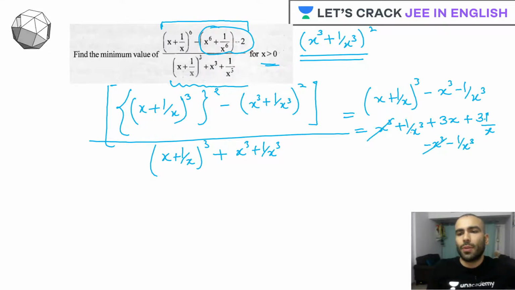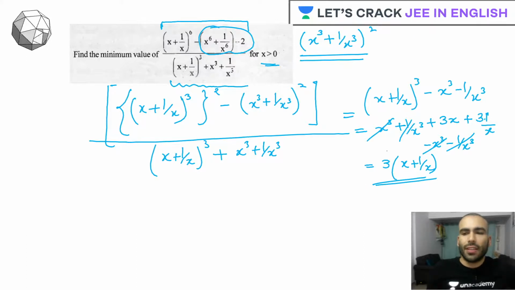So this will cancel out with this. This will cancel out with this. So finally, what do we have? We have only this: 3 times (x plus 1 upon x). Correct, guys? So now this is the final expression. We have to find the minimum value of this. And it is clearly given here that x is greater than 0. So when x is greater than 0, what is the minimum value of this expression?